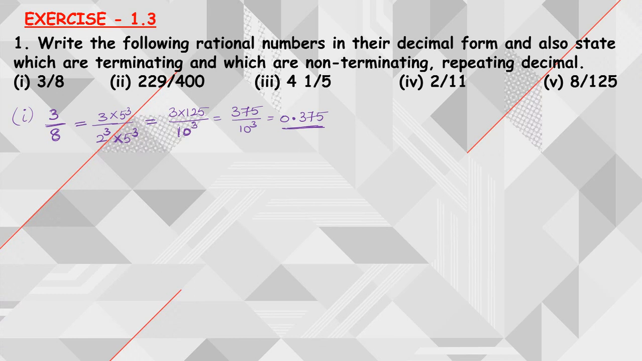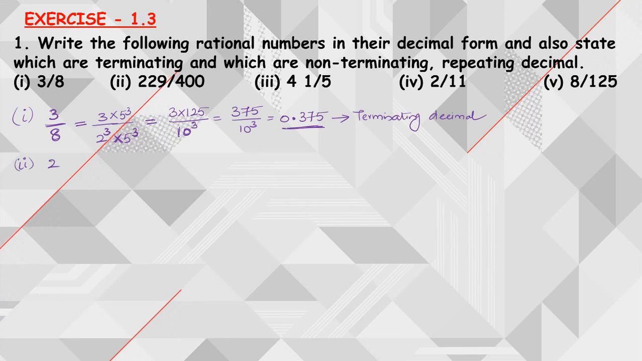Since the denominator is in the form of 2 power n into 5 power m, we can call this decimal a terminating decimal. Okay, next moving on to question number 2.